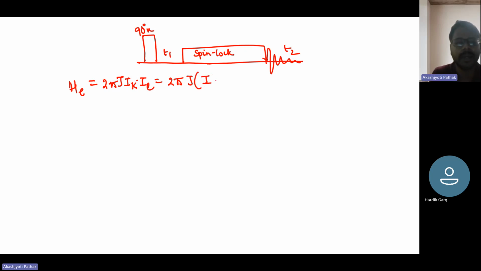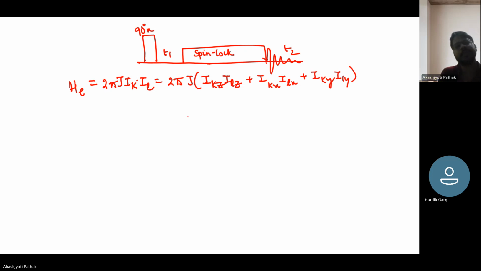This can be further expanded, and you can write it in this form: Ikz Ilz plus Ikx Ilx plus Iky Ily. Okay, so this is the effective Hamiltonian that we obtain after this T1 time period. And we see that the chemical shifts are eliminated.